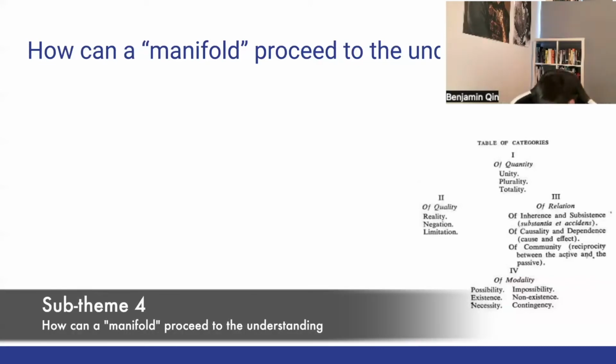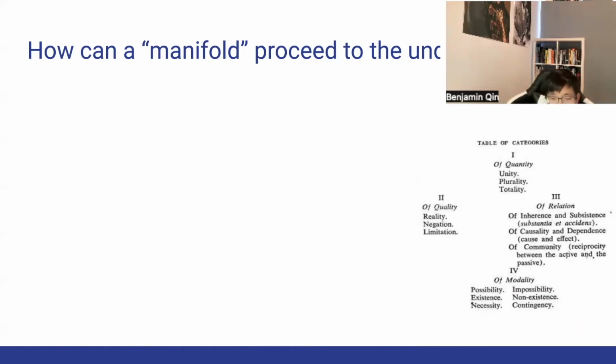Okay, how can a manifold proceed to the understanding? As we have covered earlier, a manifold is basically the disorganized array of empirical objects as they're presented to the mind. But how exactly do we understand objects in the world? How do we categorize them? How do we differentiate, say, a cat from another cat? This was one of the key topics that Kant discussed in his Critique of Pure Reason, which is how we know what we know and how we can know at all.